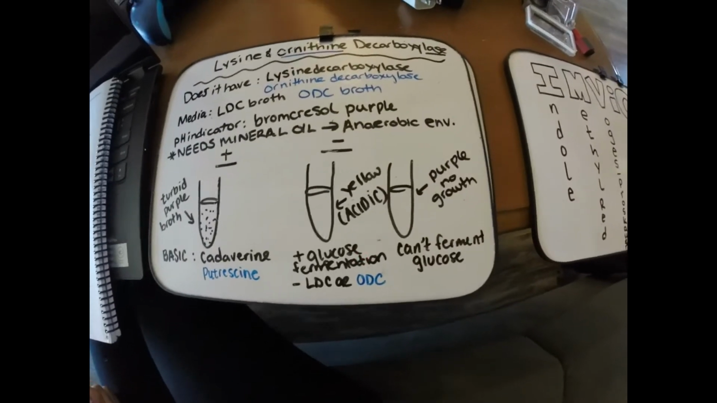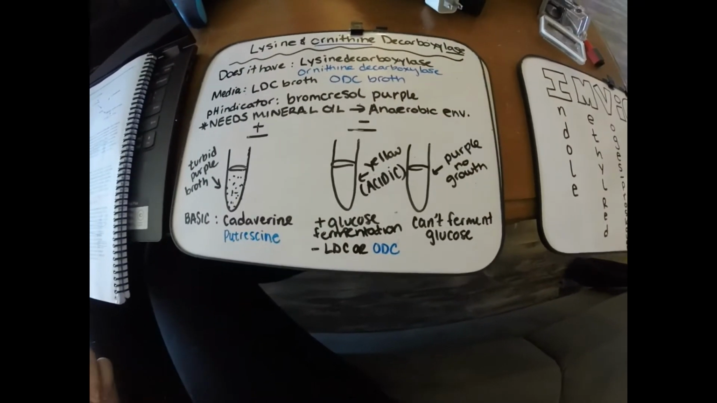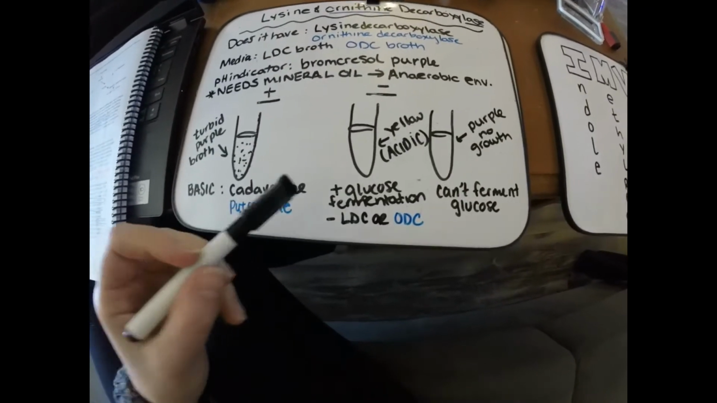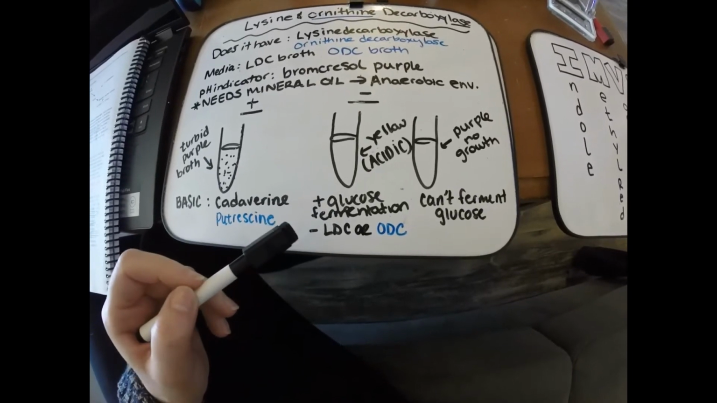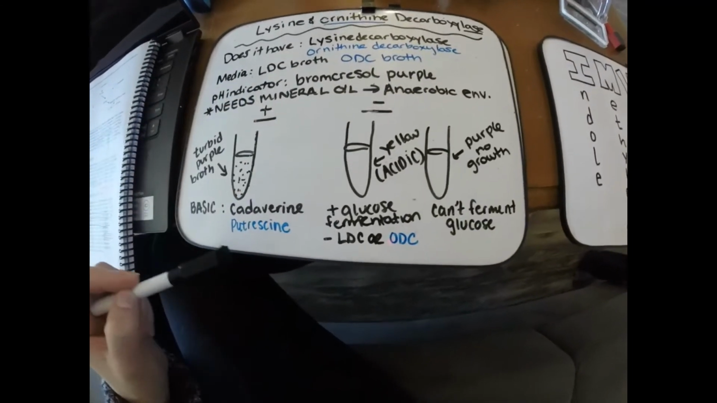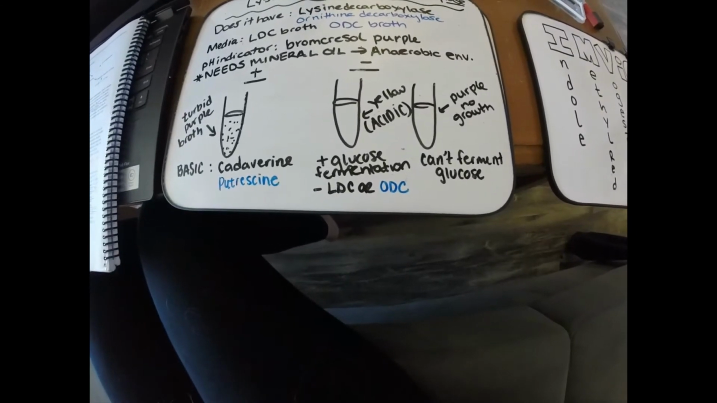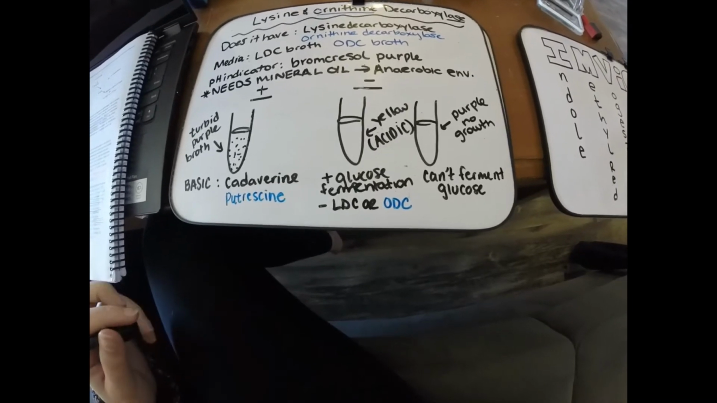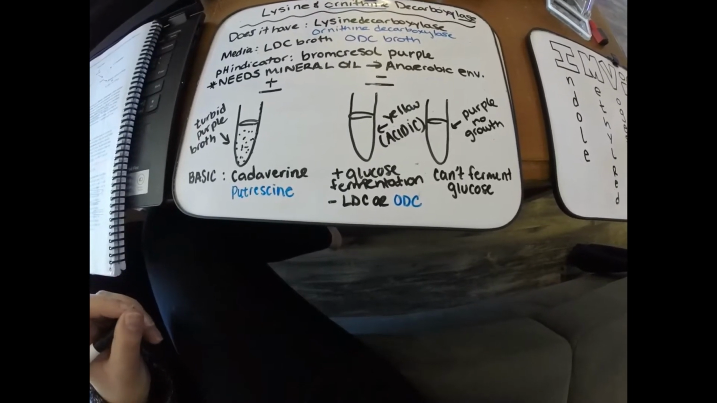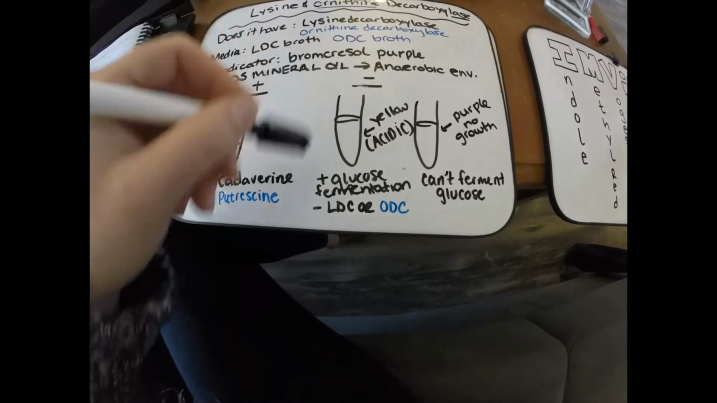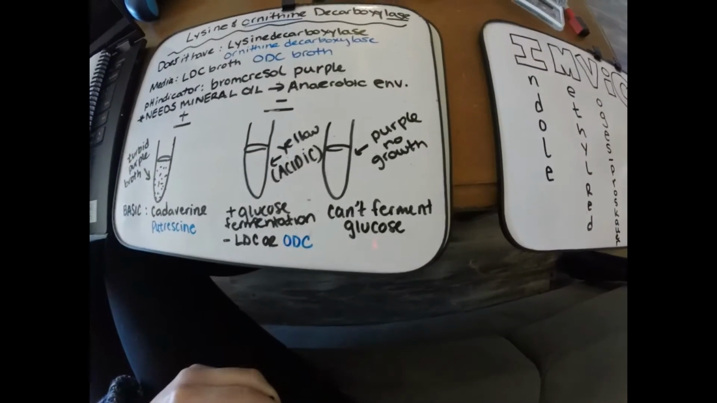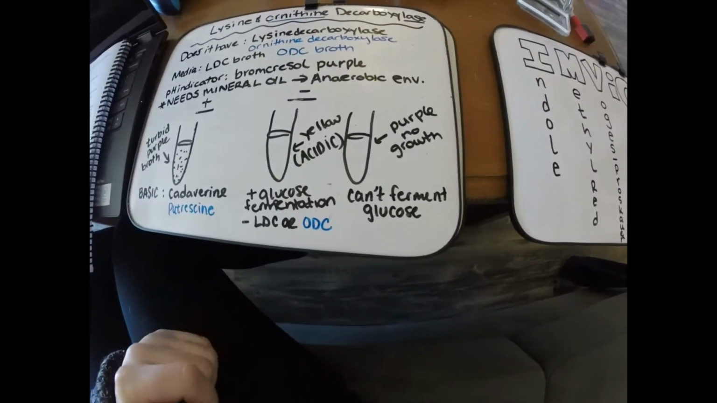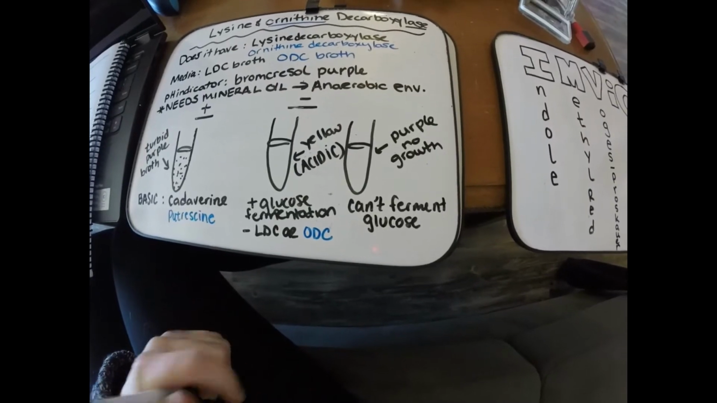All right, for a negative test, if it's yellow, that means it's an acidic environment, and that means that it can ferment glucose, which happens to also be in those broths, but it cannot use the LDC or ODC, the lysine or ornithine. So that's what that will tell us. That's a negative result. The other type of negative result is if it can't even ferment glucose, it's just going to be purple and it's going to have no growth inside. Okay?